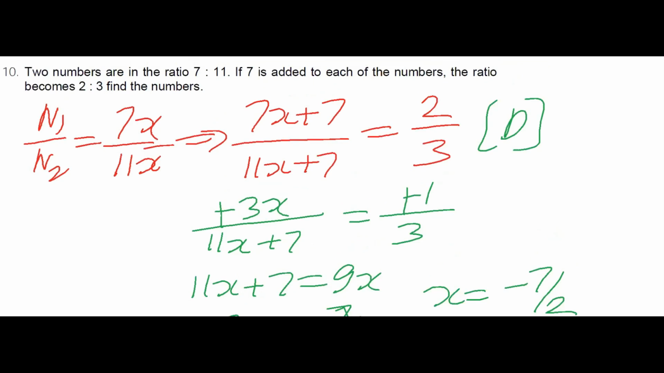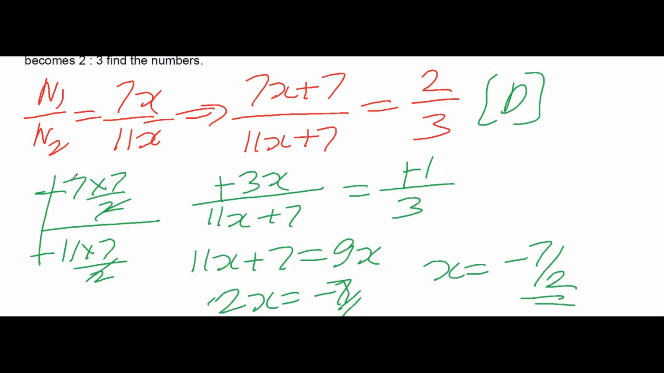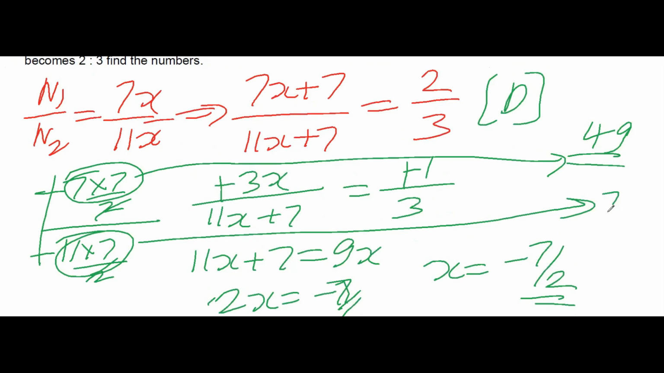This is minus 7 by 2. If I substitute here, I will get minus 7 into 7 by 2, and the next number is 7 by 2. Minus minus is getting cancelled, 2 is getting cancelled. So what is 7 into 7? 7 into 7 is 49. This is my first number. And what is the second number? 11 into 7, that is 77. So 49 and 77 is the answer.